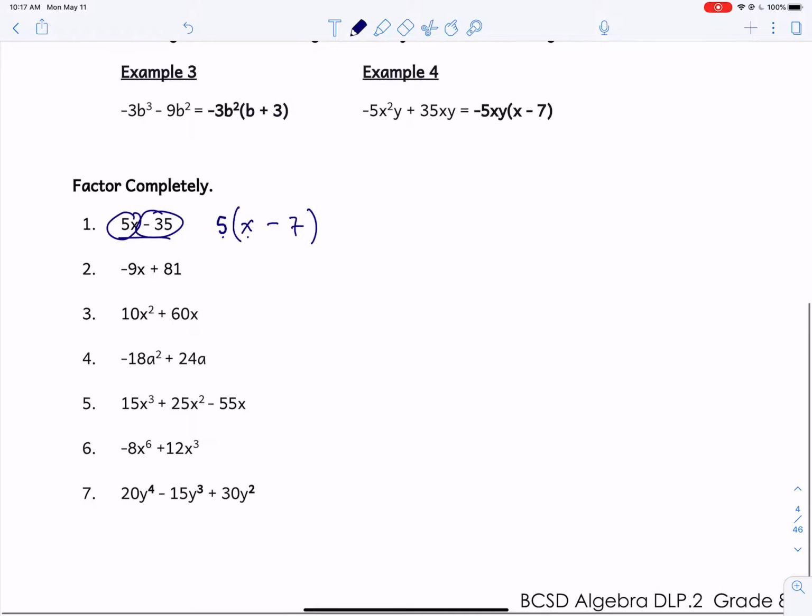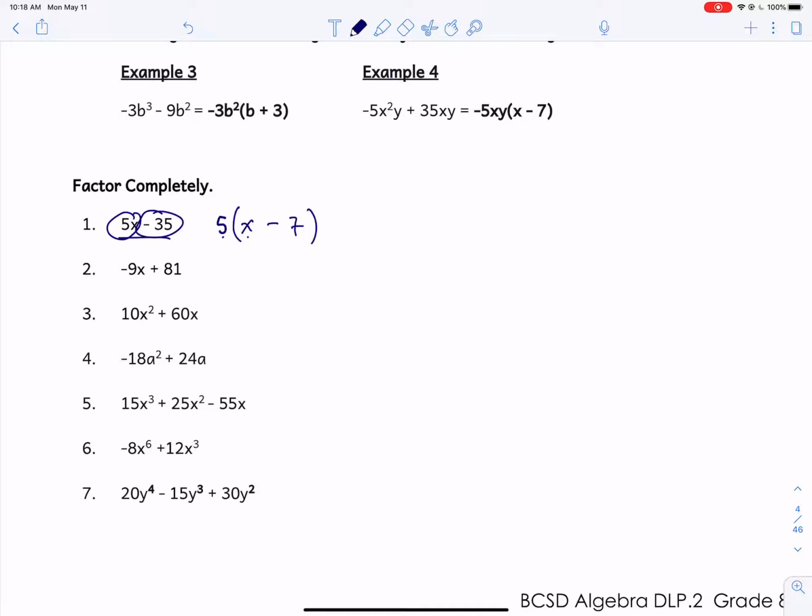Okay, I'm going to try one that has a negative coefficient in the front, maybe number 4. Keep that in mind; we need to make sure that we don't forget that. Looking at the numbers first, I know 6 will go into both of those. And let me give you an example of what you could do if you don't find the greatest common factor at first.